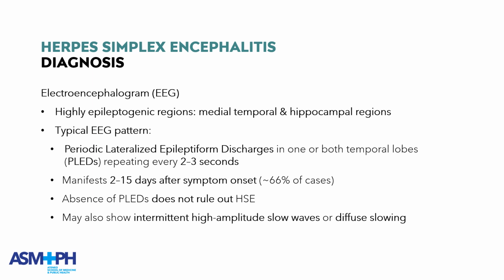EEG is still useful. The medial temporal lobe is highly epileptogenic, and the typical EEG pattern will show periodic lateralized epileptiform discharges, or PLEDs, repeating every 2 to 3 seconds. It manifests 2 to 15 days after the symptom onset, and the absence of PLEDs does not rule out herpes simplex encephalitis. It may also show intermittent high amplitude slow waves or diffuse slow waves.